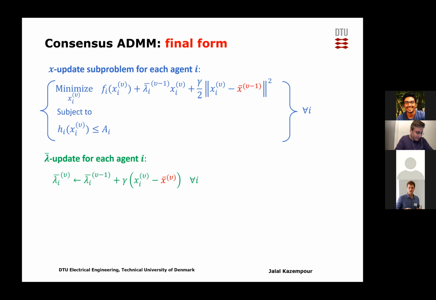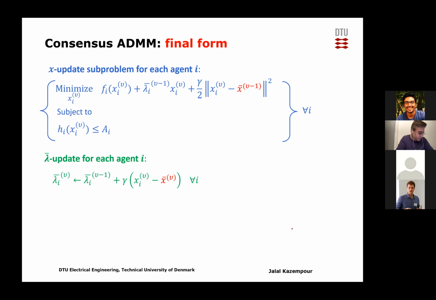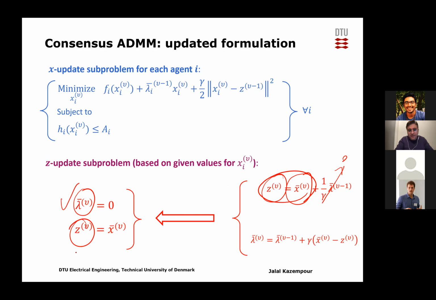So what does it mean? It means that we don't need to have z anymore. We can replace z with x bar. Remember, the average lambda is equal to 0, not lambda I. So we still need to update the value of lambda I, not the average lambda. But instead of z this time, I'm using x bar, the average value of x. So we created a dummy auxiliary variable z, and now we got rid of z.